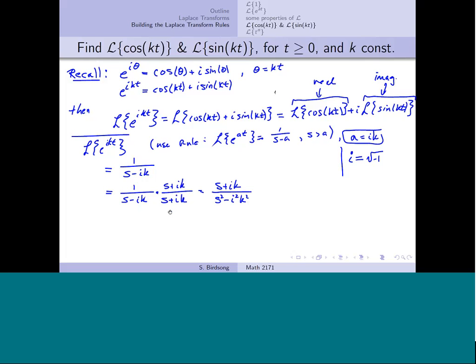Now, what's awesome about i squared? Yep, it equals -1, so that denominator is exactly the same as s squared plus k squared. Why? Because if you subtract the -1, that's totally going to turn into +1. Okay, so there's our scratch work with the imaginary numbers. Now, this is extraordinarily awesome for us because you can rewrite it as s over s squared plus k squared plus i times k over s squared plus k squared.